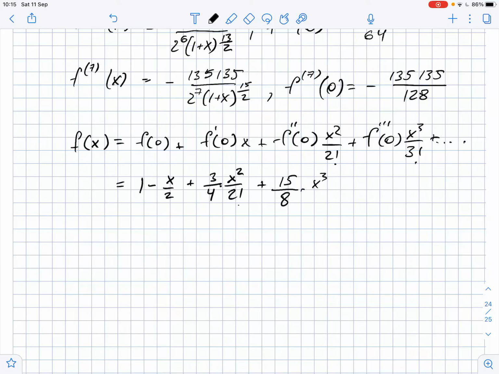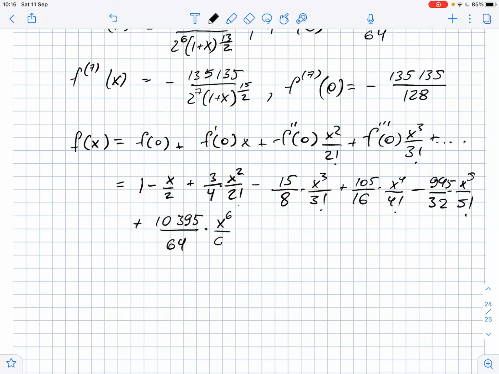minus x over 2 plus 3 over 4 times x squared over 2 factorial plus 15 over 8 times x cubed over 3 factorial plus 105 over 16 times x to the 4th power over 4 factorial plus, minus, and here we had minus, my bad, minus 945 over 32 times x to the 5th power over 5 factorial plus 10,395 over 64 times x to the 6th power over 6 factorial and minus 135,135 over 128 times x to the 7th power over 7 factorial, and so on.